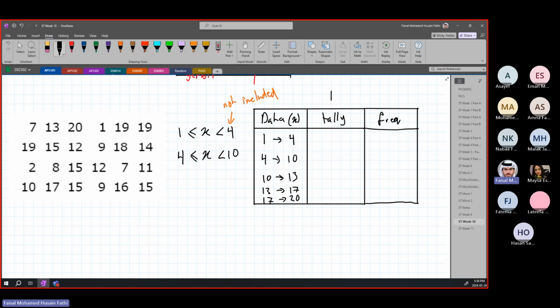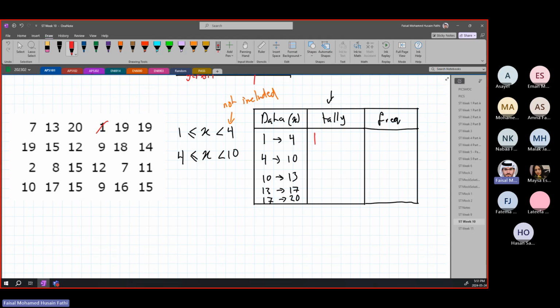So what is this tally that I have added here? Now when we are trying to look at our frequency, let's look at the numbers that are between 1 and 4 and write them down. So we have the number 1 over here. You will just put a slash or a dash over here for the number 1.